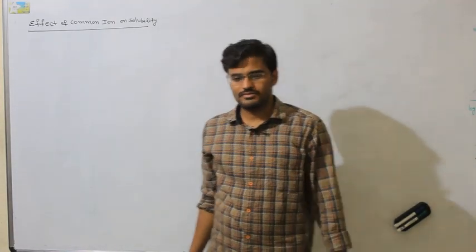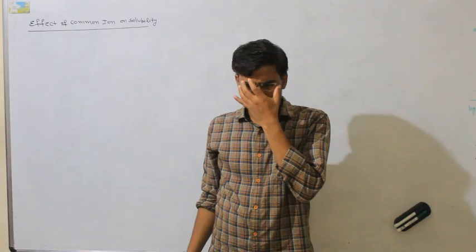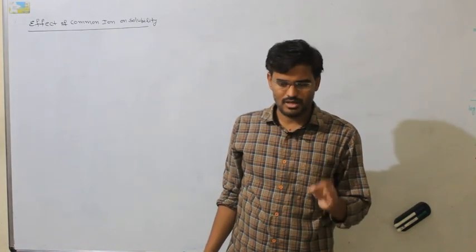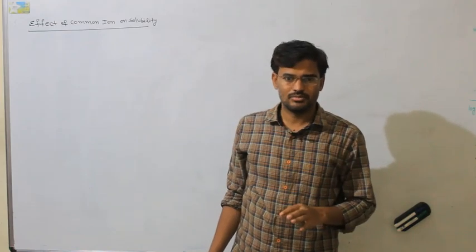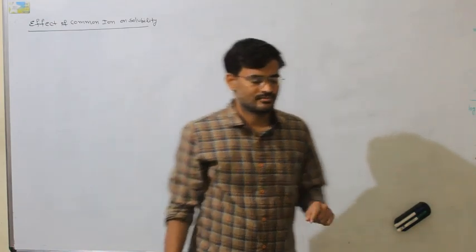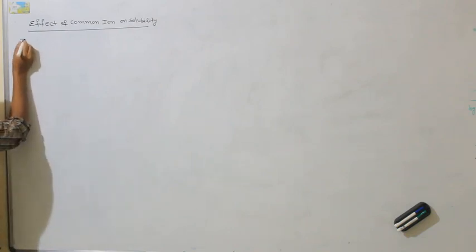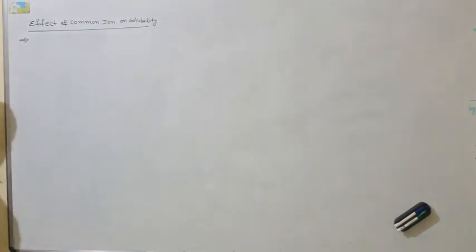Common ion means adding a stronger electrolyte having minimum one common ion with sparingly soluble salt. That is common ion effect. Due to common ion effect, what happens also we will see.